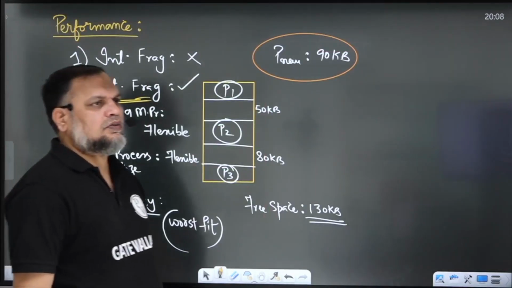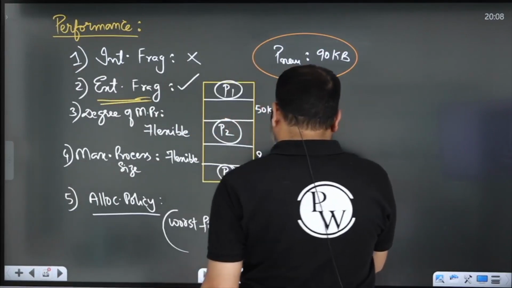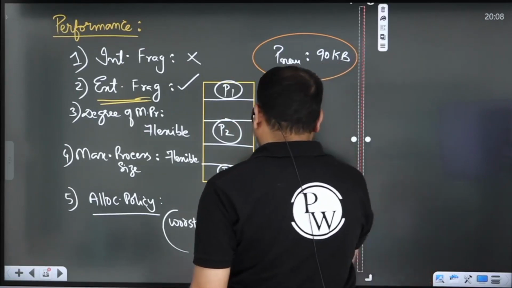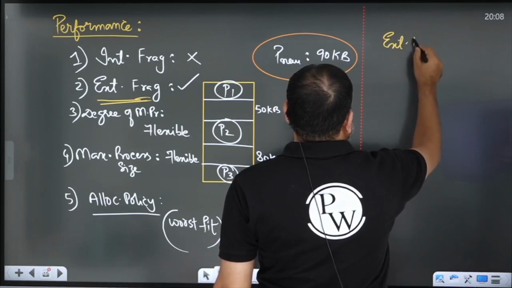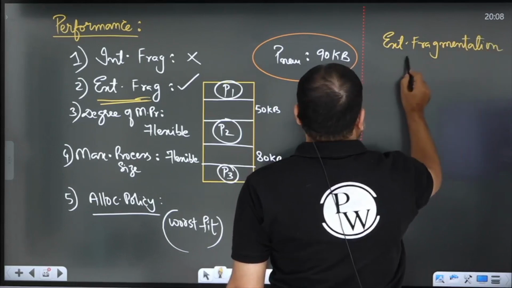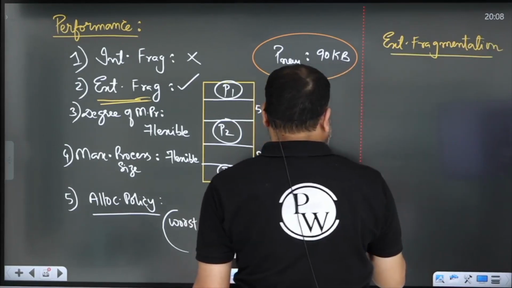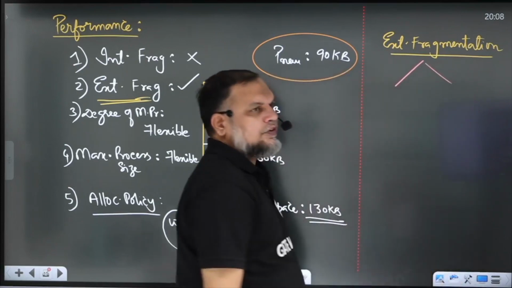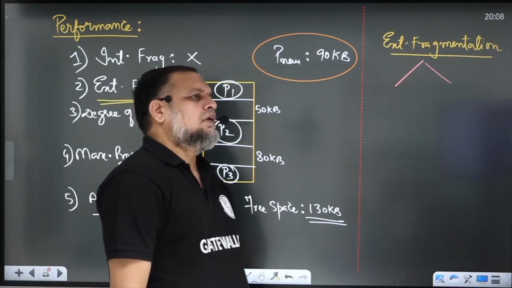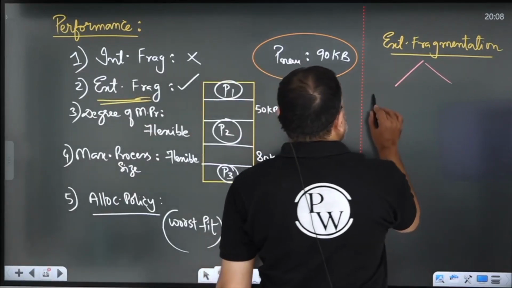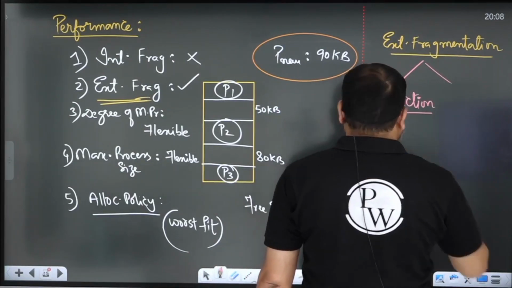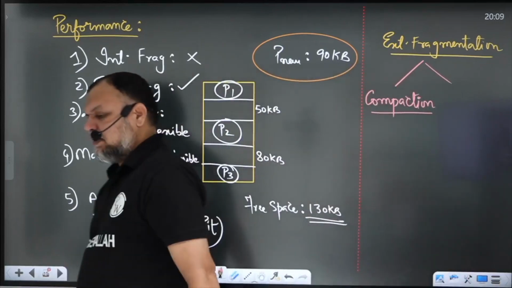So how do we overcome the problem of external fragmentation? The only problem that remains is external fragmentation. What are the solutions for external fragmentation? Any idea? There are two solutions. The first is defragmentation. The name given to the defragmentation process is compaction. Compacting memory, defragmenting memory.